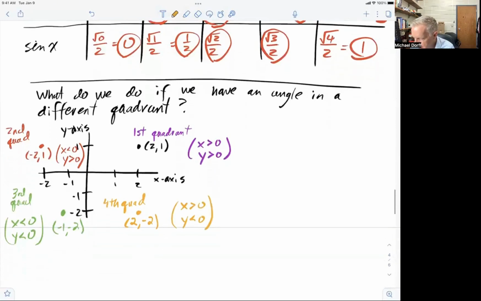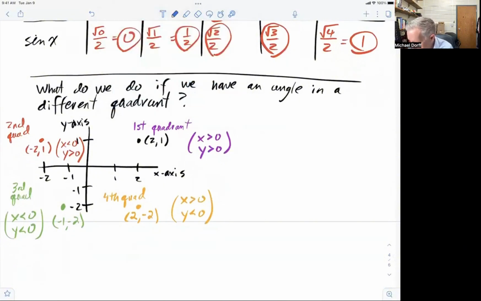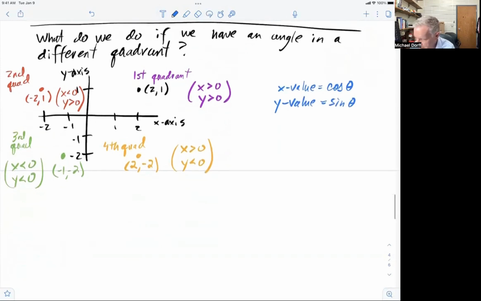This is important to help us because we know that the x value is equal to cosine theta and the y value is equal to the sine of theta. So we'll use both of those to determine the sine and cosine values for angles that are in different quadrants besides the first quadrant. So if it's in the second quadrant or third quadrant or something like that.